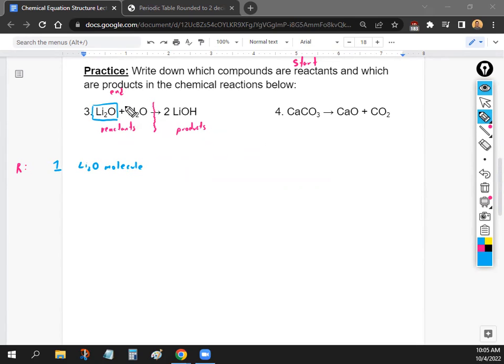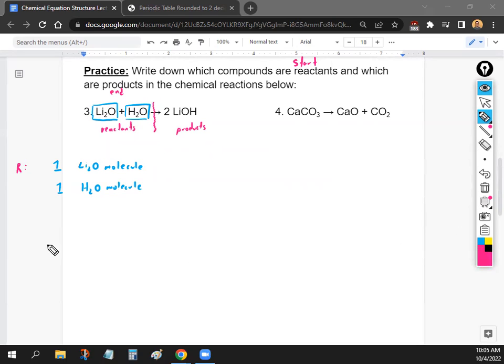Okay. The second molecule, again, they're separated by plus signs, is H2O. So we have one H2O molecule. Okay, and that's it. You just need to look at the molecule formulas, and they are separated by the plus sign.